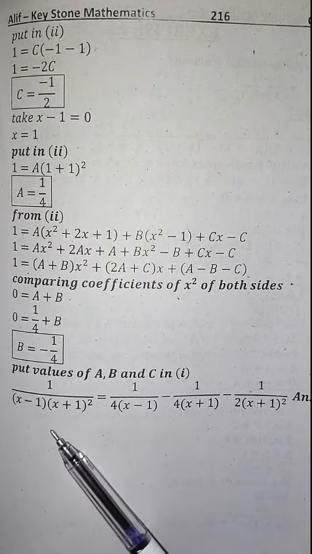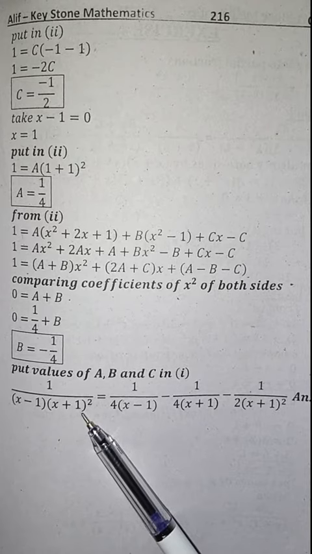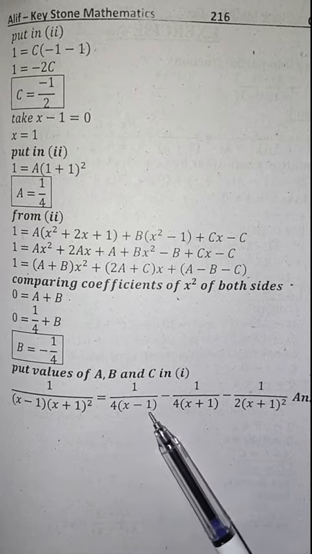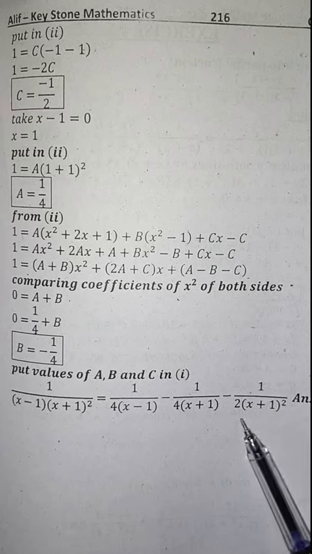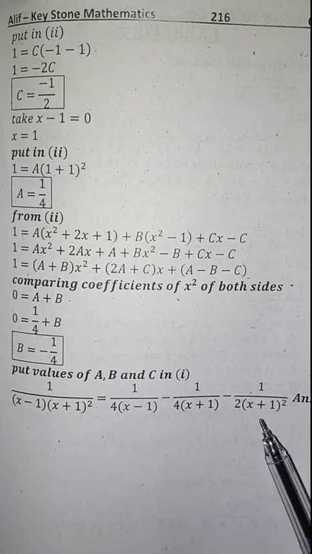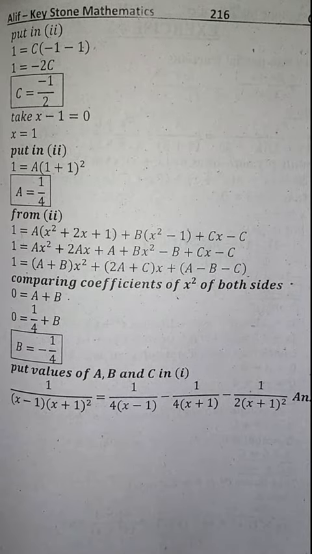We get 1 over x minus 1 into x plus 1 whole square is equal to 1 over 4 into x minus 1 minus 1 over 4 into x plus 1 minus 1 over 2 into x plus 1 whole square. So question 8 हो चुका है complete, exercise भी हो चुकी है complete.